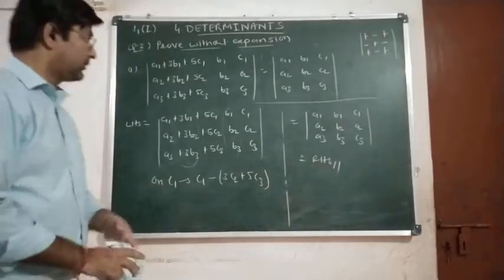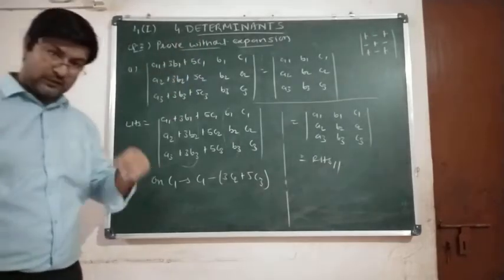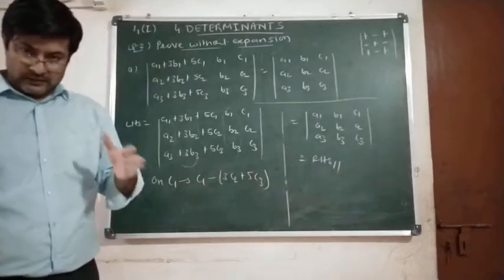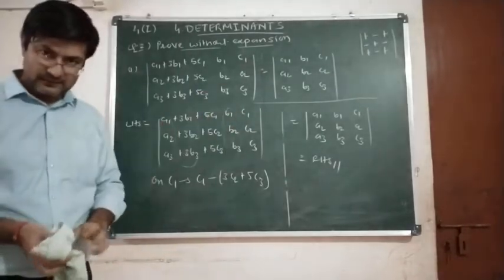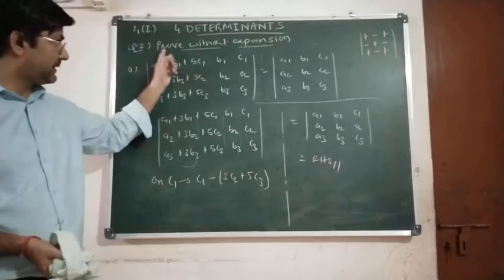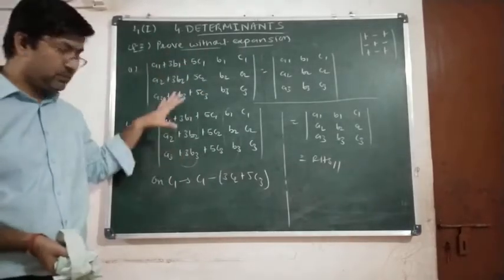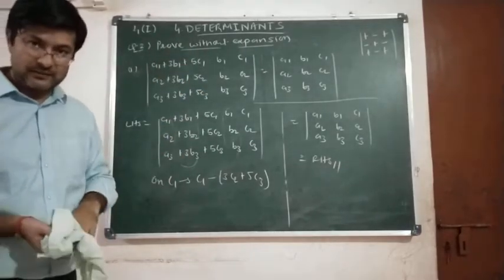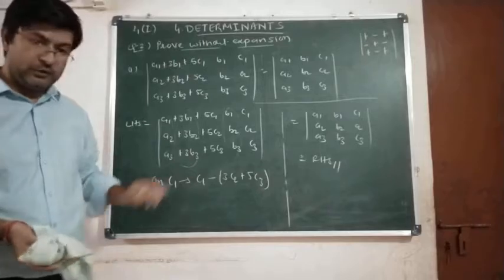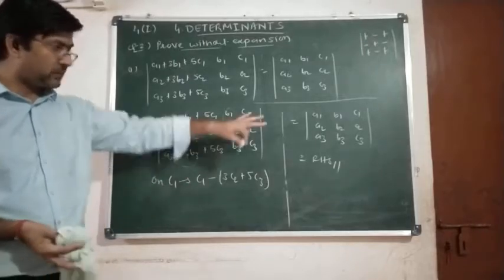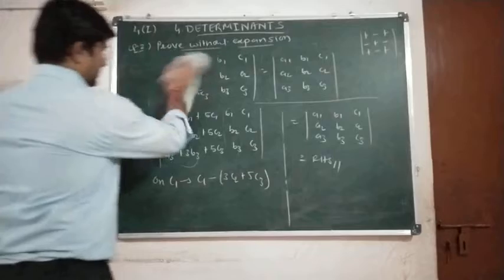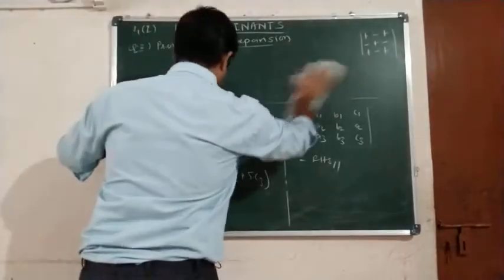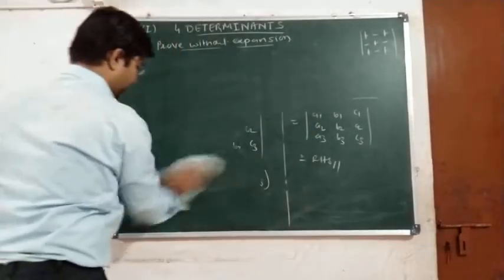Further, without expansion it is given, so you have to use any of the 12 properties in order to simplify and get the answer. Clear? Because it is clearly mentioned prove without expansion, so you cannot directly start expanding. So we will use the properties, and with the help of the properties we are going to prove. Clear? Now let us solve the second sub question of question number 2.